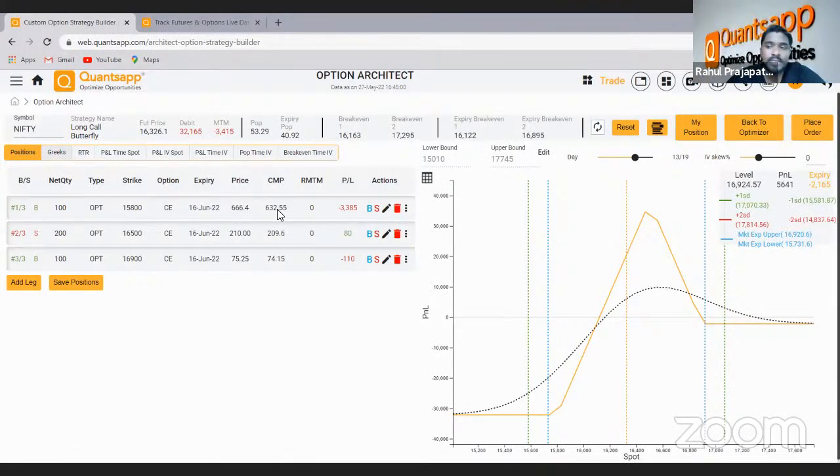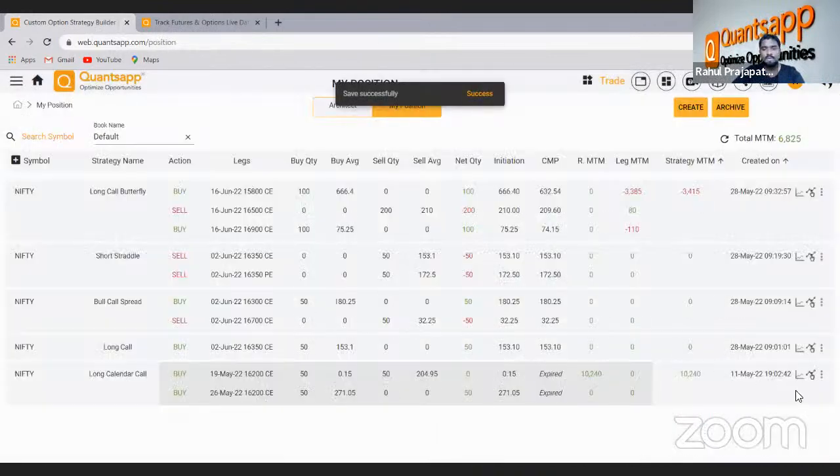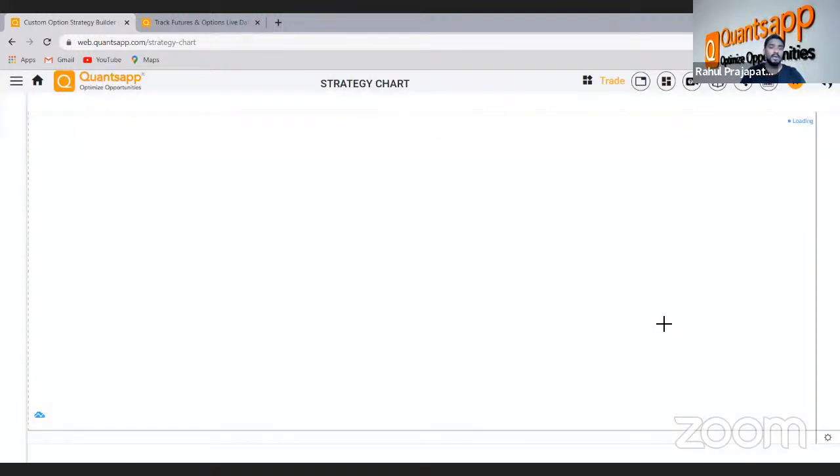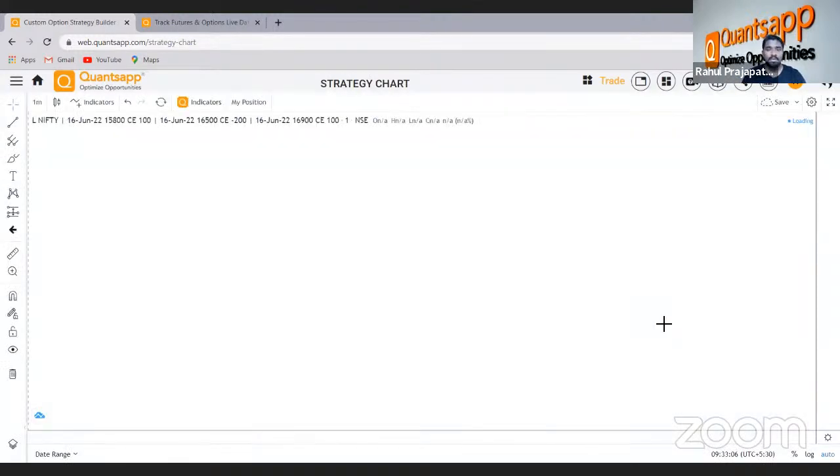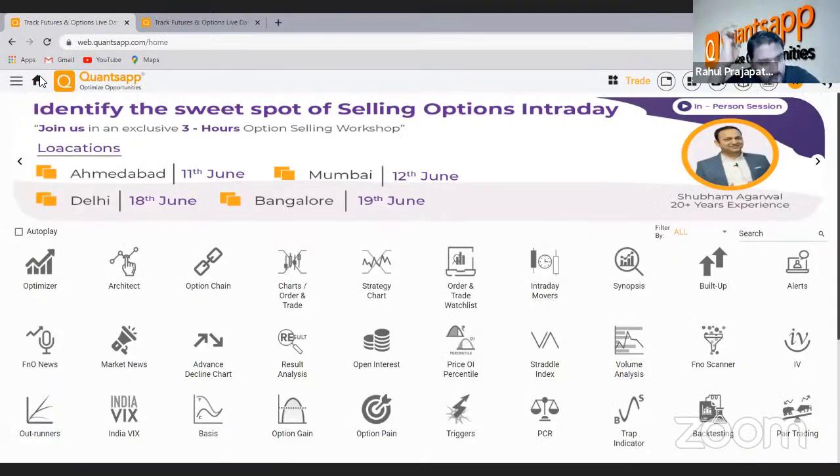Now you can simply save it again, and you can open this on the strategy chart. Now you can again place whatever things you have, probably the Greeks you want to check, or anything else that you want to check on the strategy, you can simply try that. That's the thing. Now, any doubt in this? Anyone? Please do let me know.